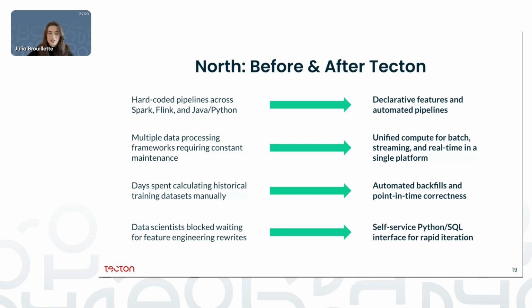When we started working with them, we started digging into these issues with them. And instead of the hard-coded pipelines that they were building with different languages across different frameworks, they moved to a declarative approach, like the one that Sergio just demonstrated. That really sped up their iteration cycles and made it so much easier for data scientists to experiment and iterate quickly, because now they've got one unified way to handle batch, streaming, and real-time data, really consolidating their data processing. So where before they were spending days manually calculating training data, that's all automated now with all the proper point-in-time correctness baked in.